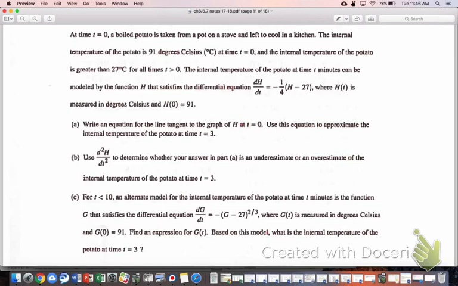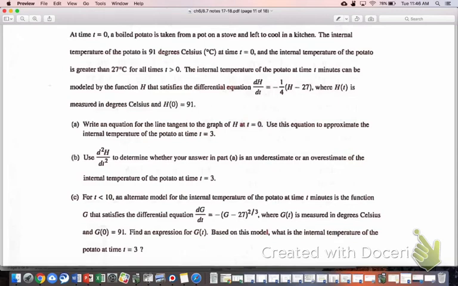The internal temperature of the potato at time t minutes can be modeled by the function h that has this differential equation, dh/dt equals negative 1/4 (h minus 27). H is in degrees Celsius. H of 0 equals 91.